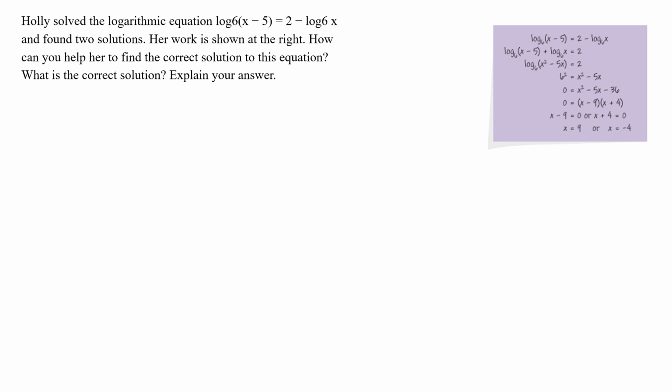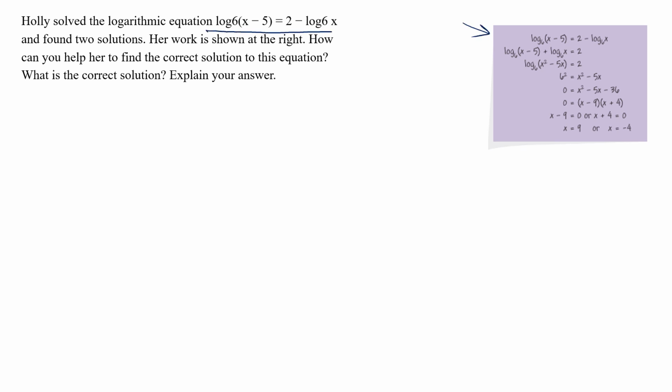Now have a look at this question. Holly solved the logarithmic equation log of 6x minus 5 equals 2 minus log 6x and found two solutions. Her work is shown at the right. How can you help her to find the correct solution? What is the correct solution? Explain your answer.